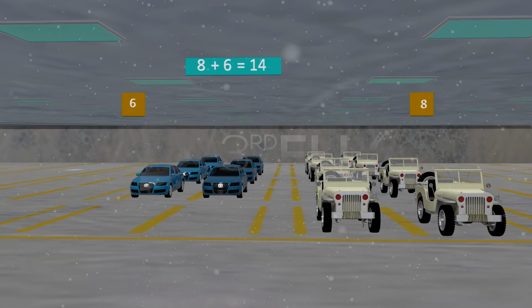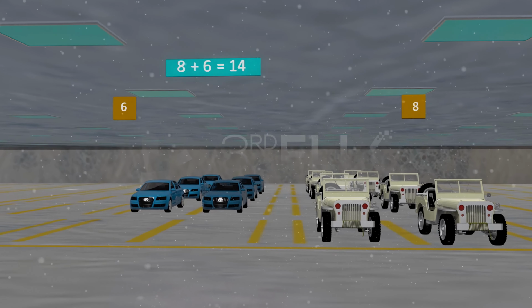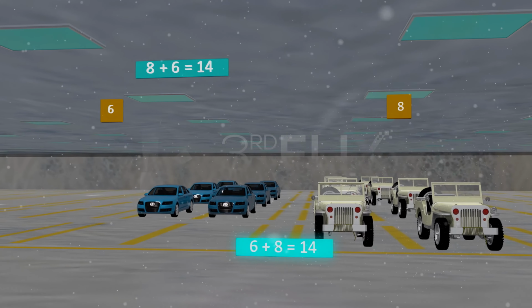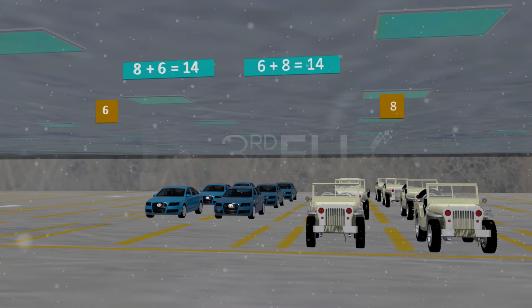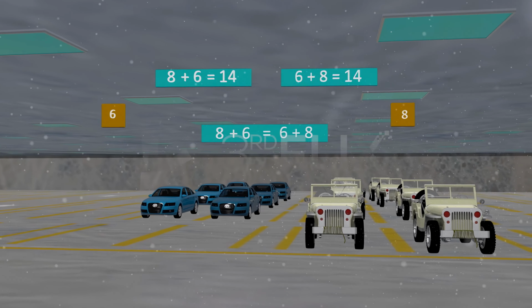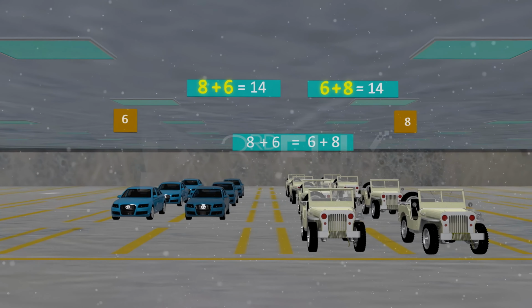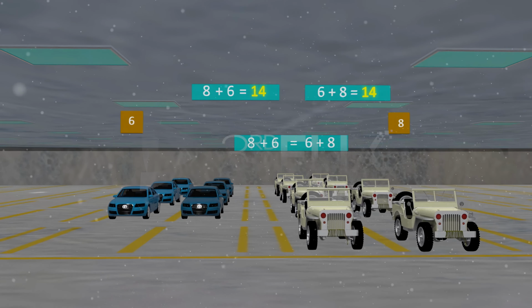How many total vehicles are there? Totally, 14 vehicles are there. 6 cars plus 8 jeeps equals to 14 vehicles. In both cases, total number of vehicles are the same. 8 plus 6 equals to 6 plus 8 equals to 14. Here, we can say that in whatever order we add 2 whole numbers, the sum remains the same.